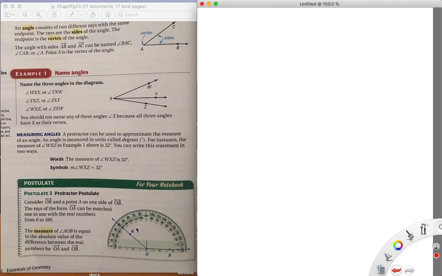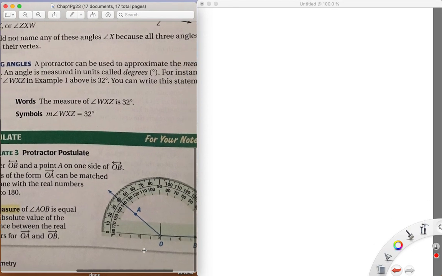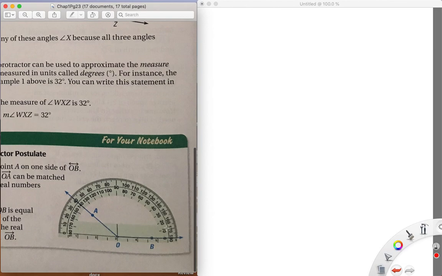Measuring angles using the protractor. This is the protractor postulate. I'm not going to harp too much on the protractor postulate, I'm not going to stay there too long. But if you're measuring the angle from the right side, you use the inside measurement. If you're measuring the angle and the bottom ray is on the left side, you use the outside measurement. That's about it. So if I was to measure angle AOB from the right side, it would be 140 degrees.